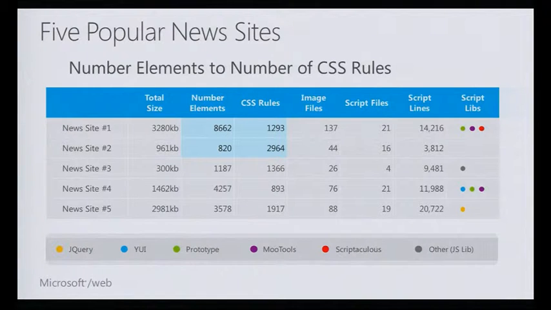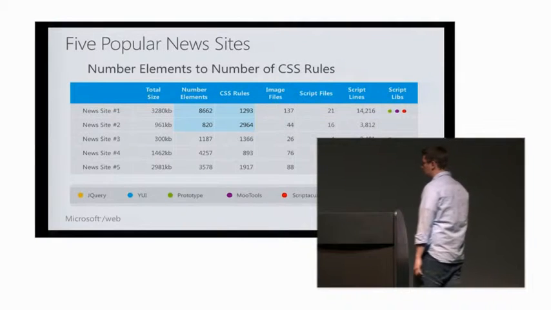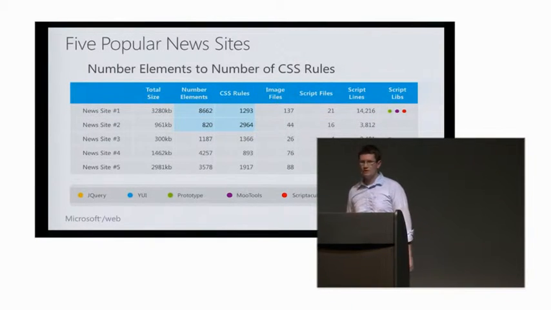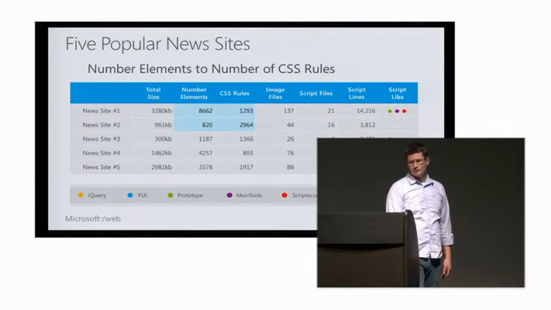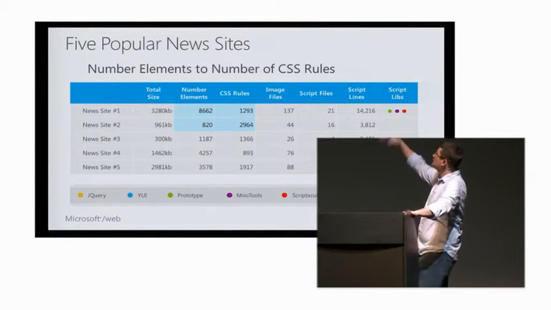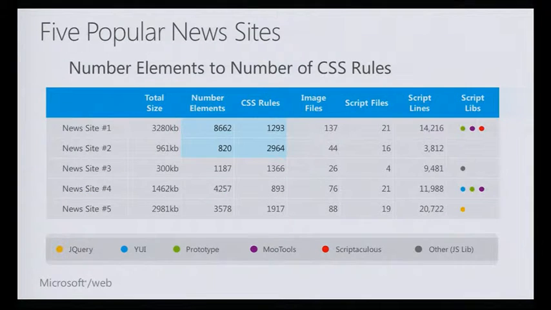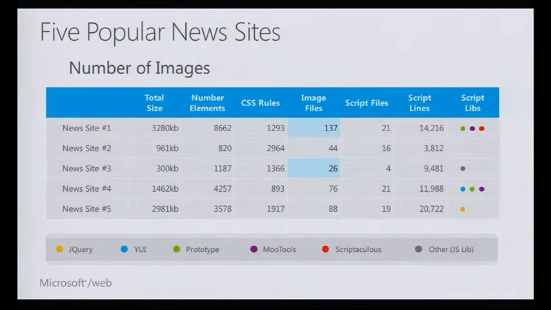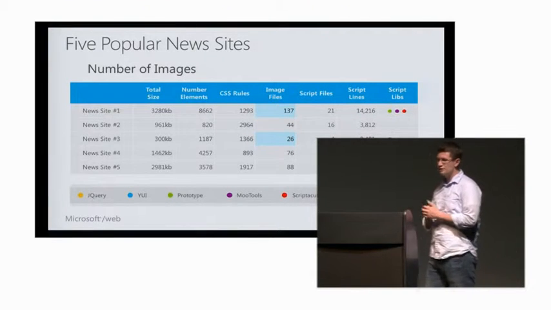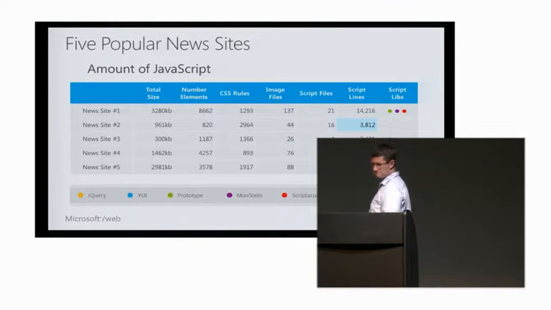And then we'll look at the comparison of elements to CSS rules. So this is saying how many divs to border color comparisons, right? How many different rules do you have for each one of the elements? Once again, site 1 wins with the number, and site 2 is the lowest for elements. Images, site 1 obviously has what I like to refer to as a crap ton of images, and site 3 gets away with a little bit less.